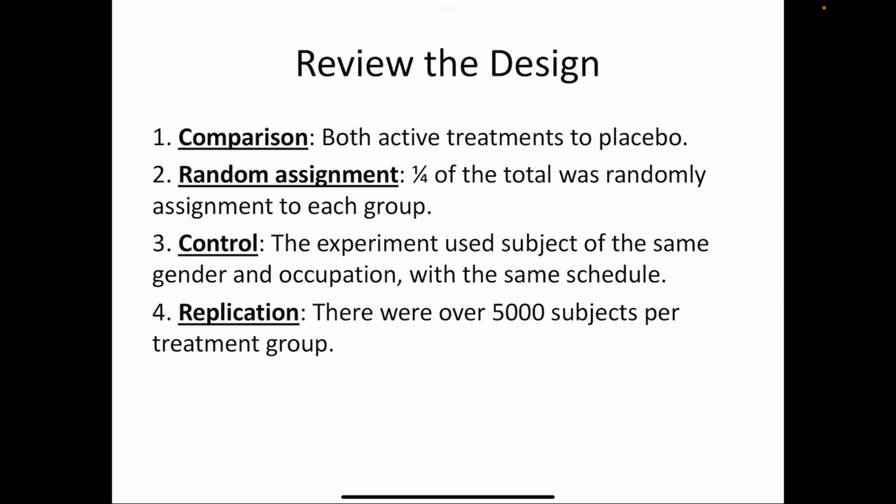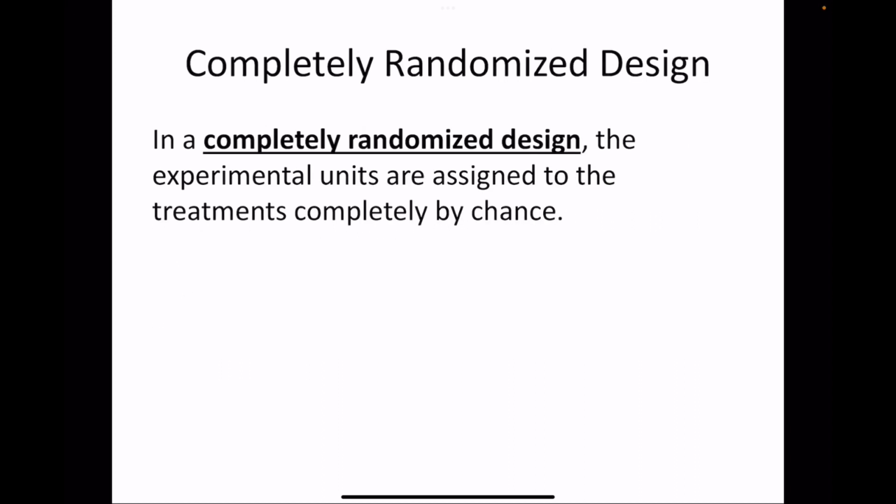So just to review, did they follow these principles of design? Yes, they did. Both groups took some kind of treatment, either an active treatment or a placebo. And then there was random assignment into 4 groups. The experiment had the same gender, the same occupation with the same schedule of taking pills. And look at the size. There were plenty of people that were included. So we had replication. So you'll see this thrown around every now and then, completely randomized design. It's basically what you want to do when you have experiments.